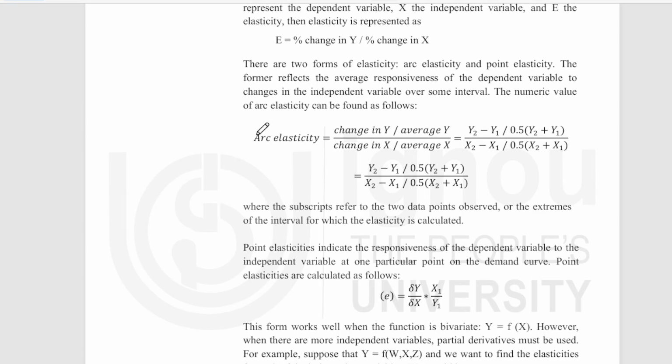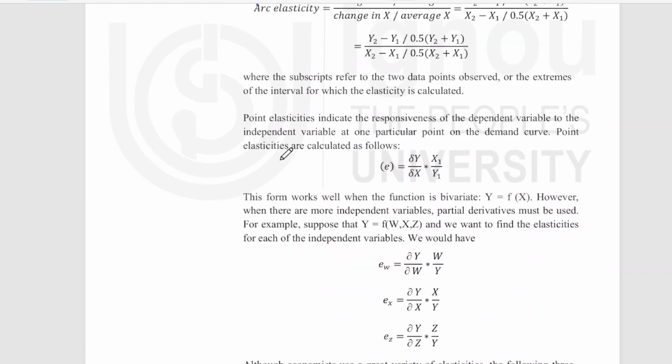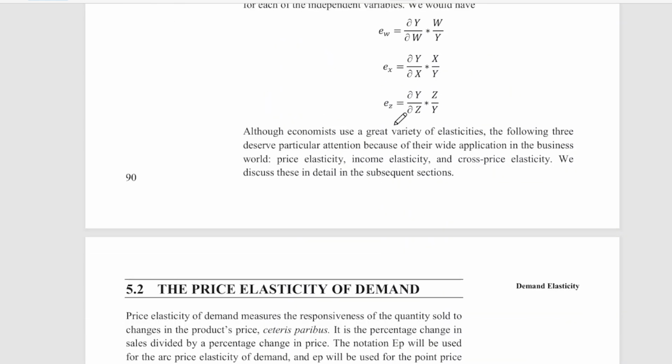Two forms of elasticity are there: one is arc elasticity and the other is point elasticity. So this is the equation for arc elasticity. The point elasticity indicates the responsiveness of the dependent variable to the independent variable at one particular point on the demand curve. So this is the point elasticity's equation. Please go through your study material, so you will get these equations.